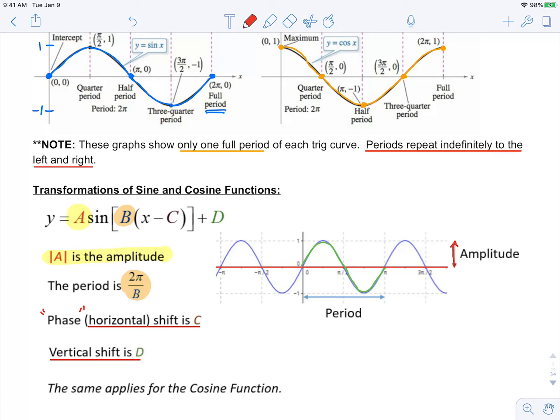So when we're given a trig function, we can use the parent graph and know the basic shape of these 5 key points and transform any shape for sine and cosine.